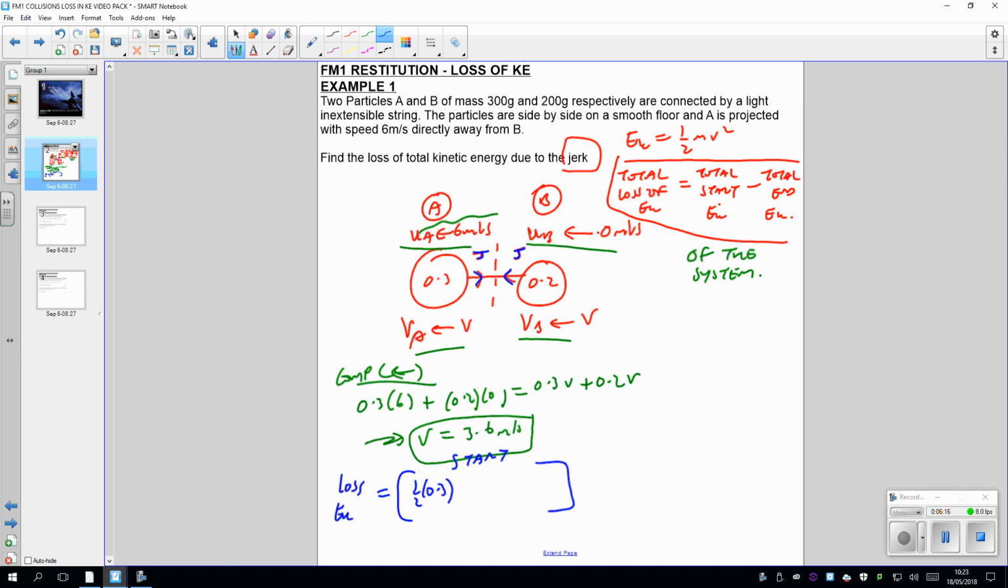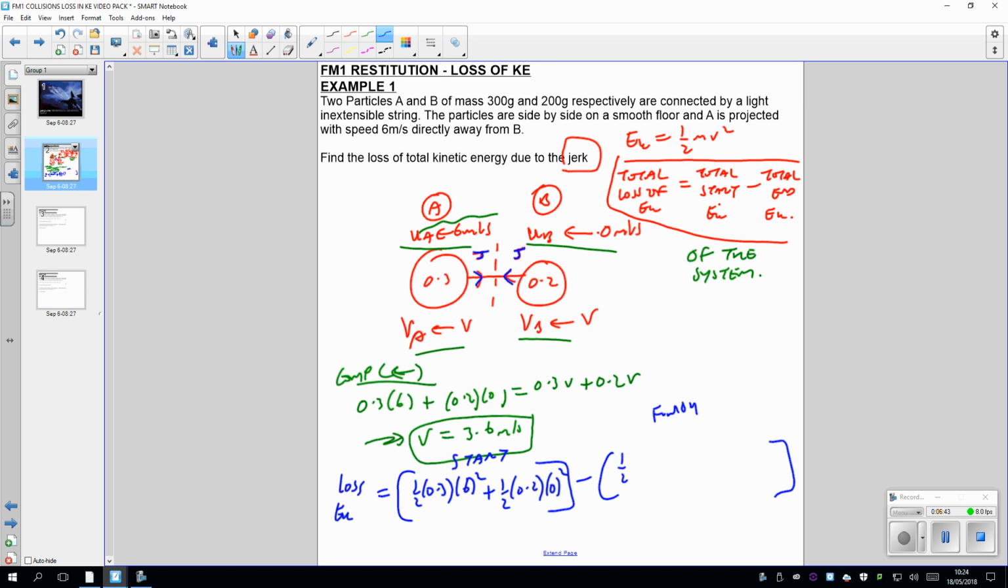Mass of A is 0.3, velocity is 6, all squared, plus half. Now I do B, 0.2, velocity is 0, squared, you see? I take each particle separately and add their kinetic energies together. I do not put the masses together and then do it, right? Take them separately, finish or end.